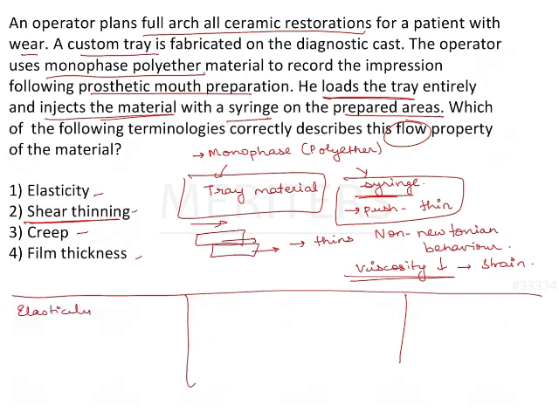Elasticity, the best example I can give you is a rubber band. The ability of the material to come back to its shape after being stretched or compressed, that is the stretchiness of a material. So that is not relevant here in the impression material.